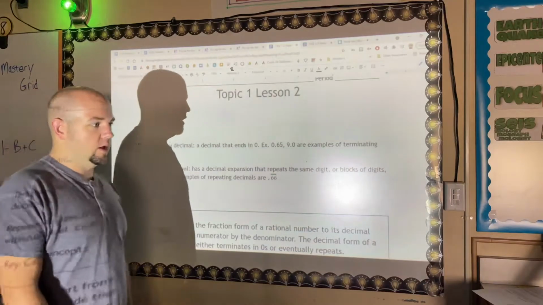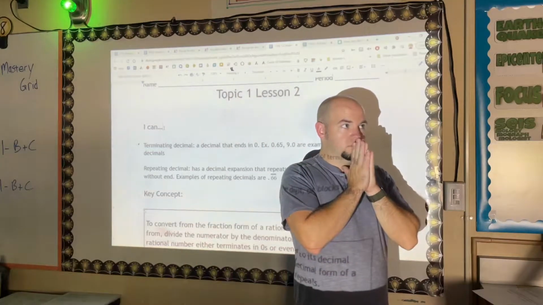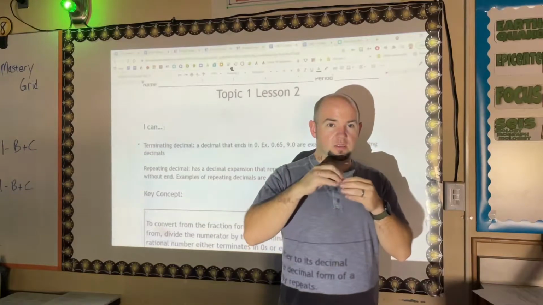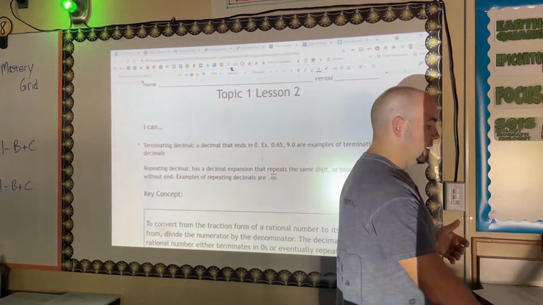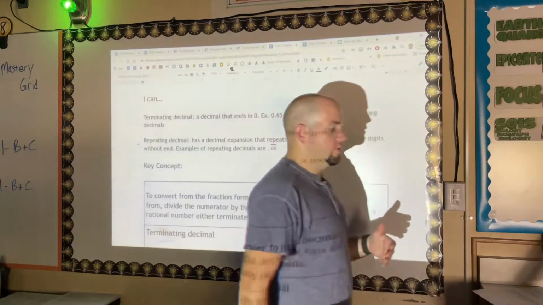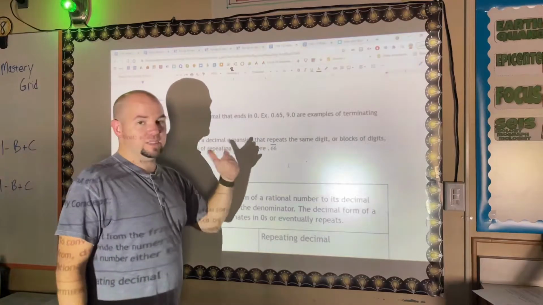When you're doing long division, and you get a 0 at the bottom eventually, that's a stop, right? That's a 0 that comes there. And then repeating decimals, those are when you have a decimal expansion and it repeats over and over and over again, or the same block is going to repeat.